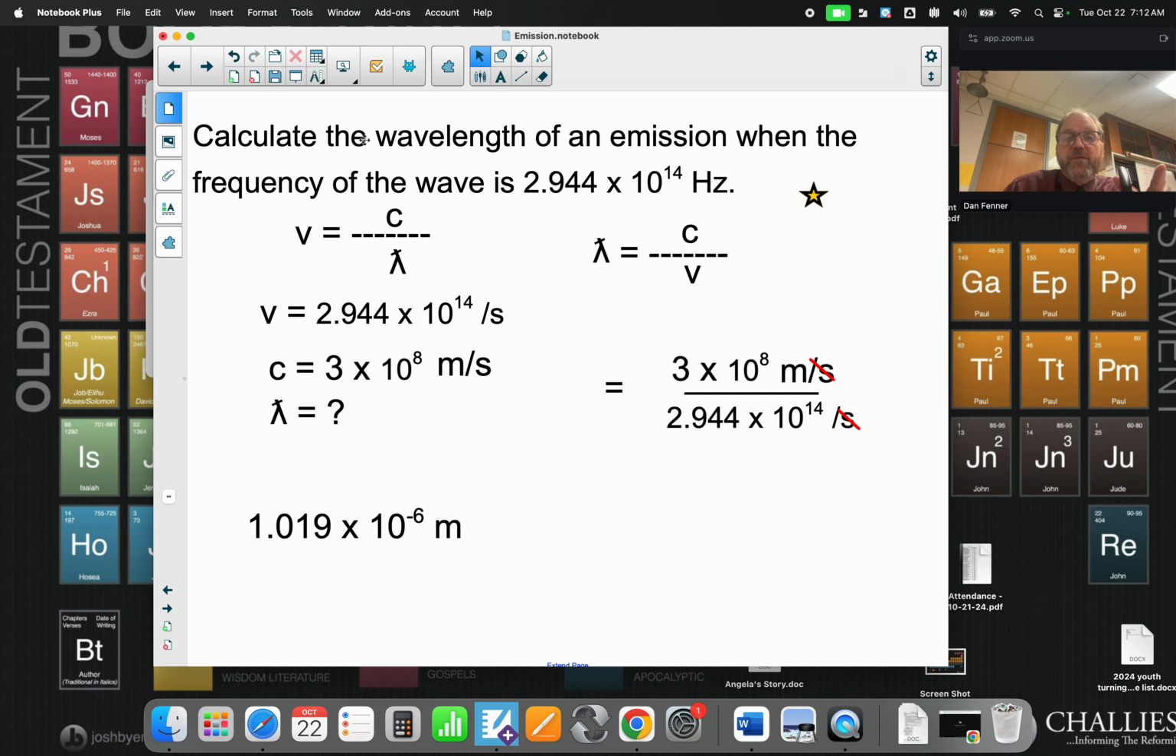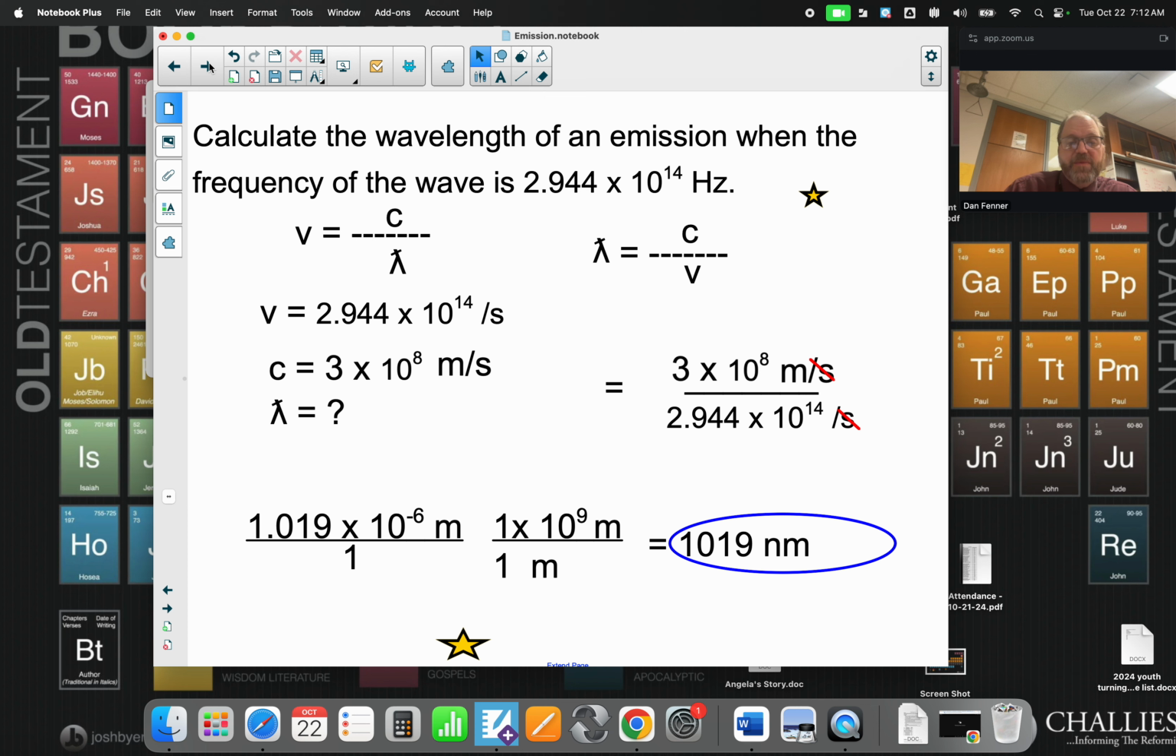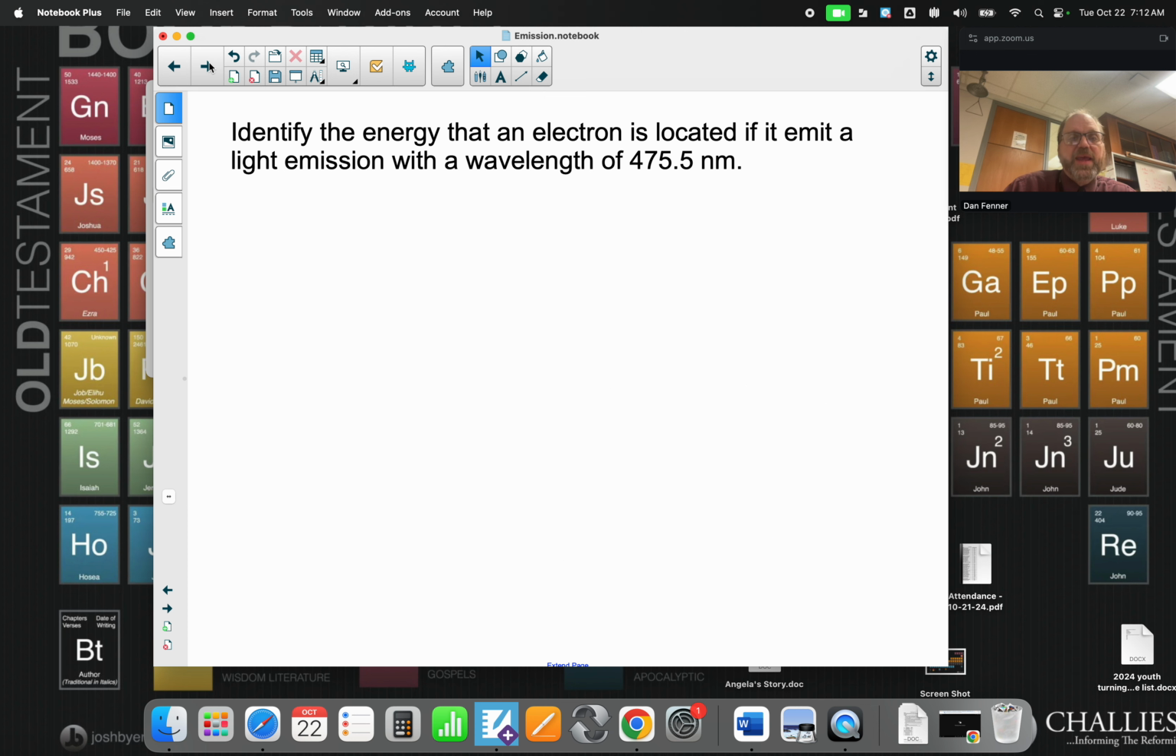Now, remember, wavelength is expressed in nanometers. We said that 1 meter is 1 times 10 to the 9th nanometers. That way my meters are crossed out, I'll be in nanometers, multiply through. I get 1,019 nanometers. That's my answer. All right, let's try another one.